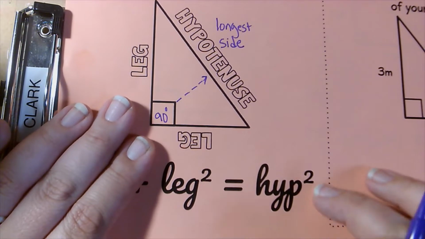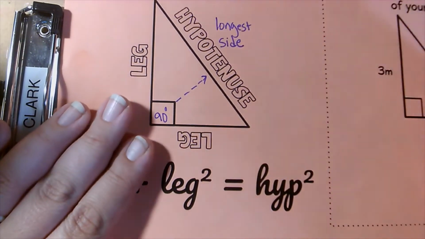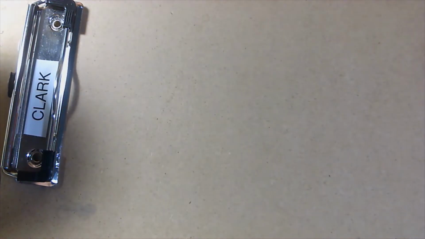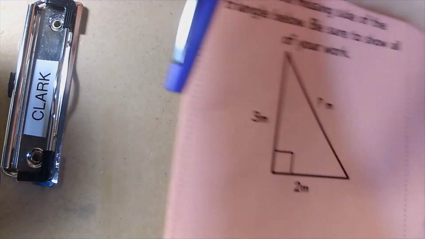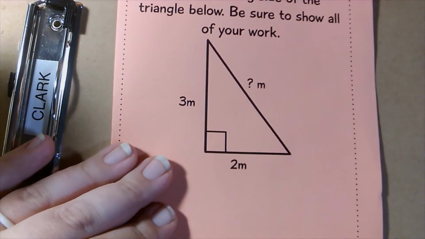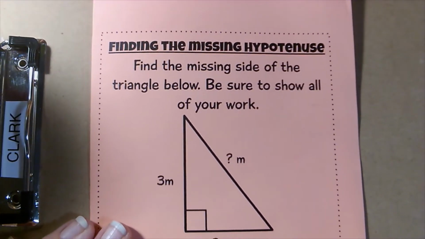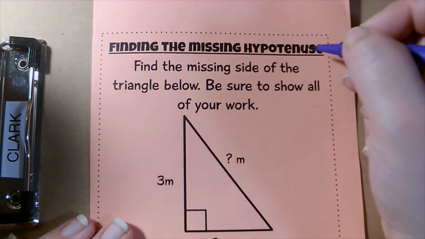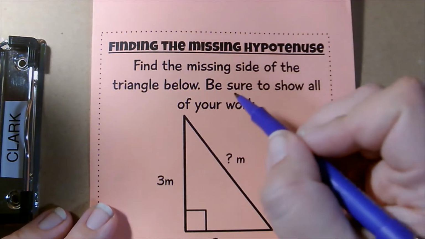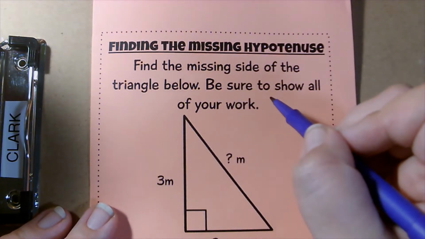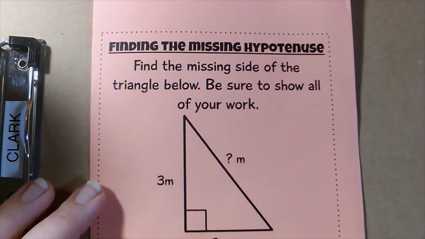So you're going to cut it, like I said, cut it right up here, cut them apart so they are on 2 separate pages. And we are going to fill in the other side, which is learning how to find the missing hypotenuse. So here is the page that we're going to focus on now. How do I use the Pythagorean theorem to find a missing hypotenuse? Find the missing side of the triangle below. Be sure to show all of your work.